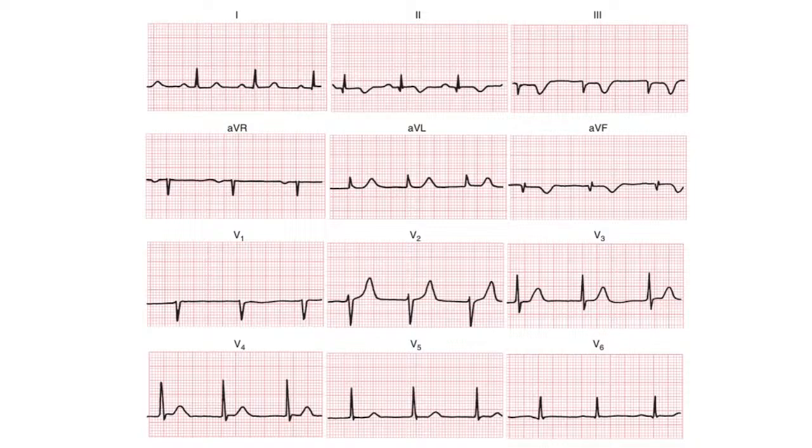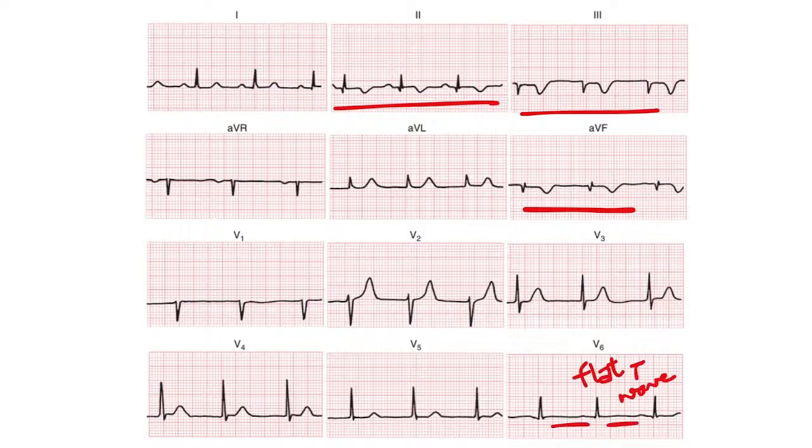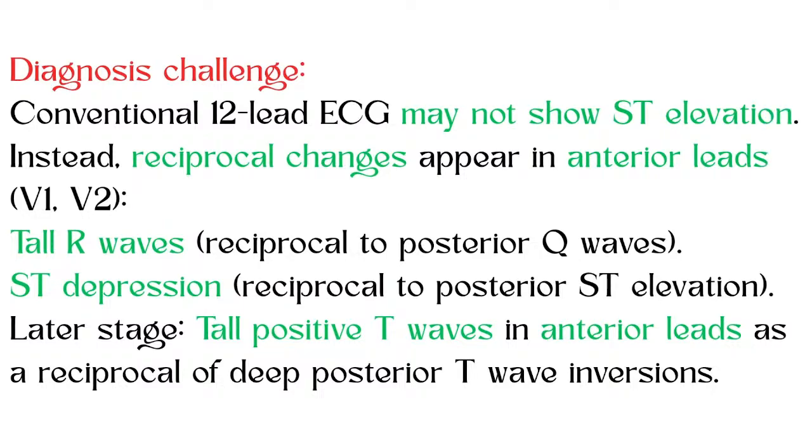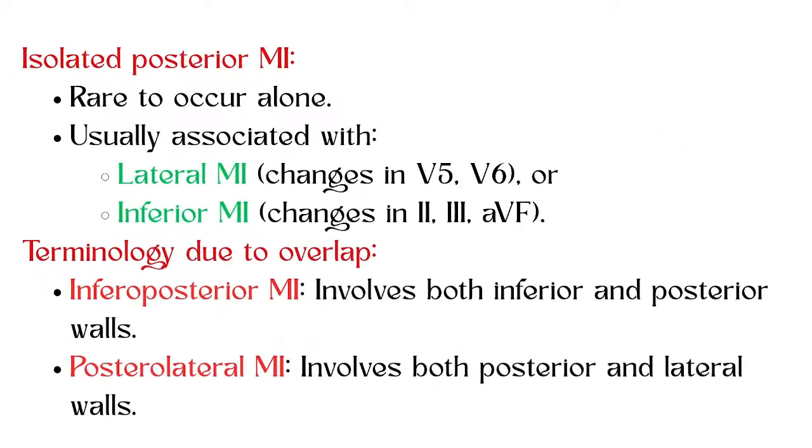The ECG shows inferior wall infarction with abnormal Q waves and symmetrical T wave inversions in leads 2, 3, and AVF. Posterior heart attacks are harder to detect because typical ST elevations don't show on standard ECG. Instead, reciprocal changes like tall R waves and ST depression appear in leads V1 and V2.